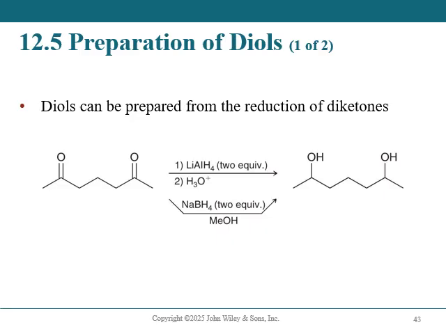Diols are when you have two OH groups, or two alcohols. They can be prepared from the reduction of diketones. So as long as you have the corresponding diketone, you can form your diol however you require. You can do that by using either lithium aluminum hydride or sodium borohydride. Keep in mind that if you're using lithium aluminum hydride, you need to break this down into two steps. Whereas with sodium borohydride, you don't really, you just add everything together and give it some time.